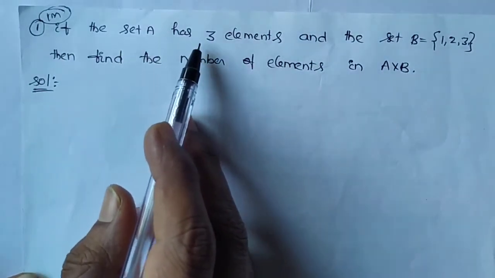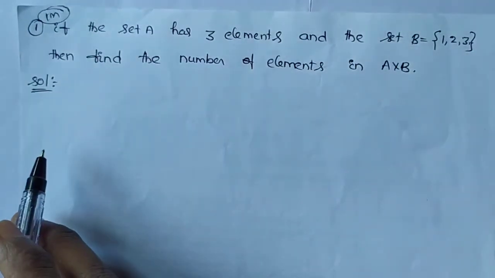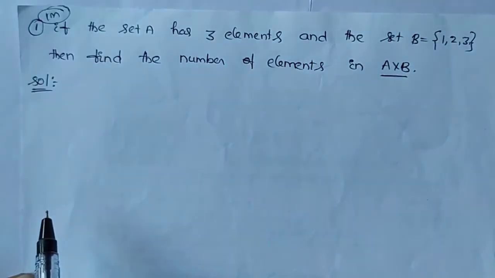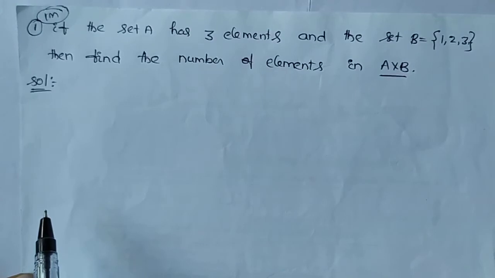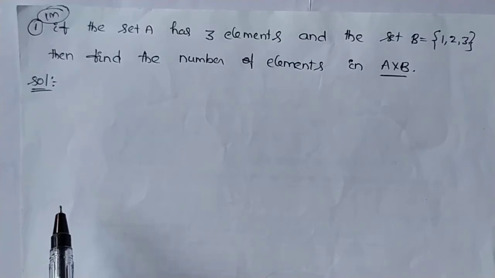If the set A has 3 elements and the set B is given {1, 2, 3}, then find the number of elements in A cross B. In our previous class, I already told you how to find the number of elements in A cross B. That point is important for your CET as well as in your board syllabus also. I marked it as an important point. Kindly go through that note point.